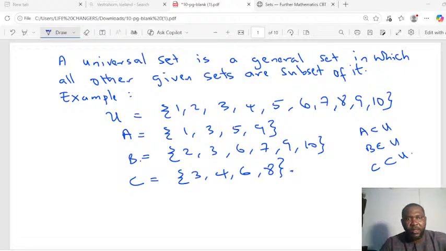Okay, so a universal set, like I said, is a general set. It's just like the mother of all other given sets. That means it must contain all other sets. All other sets are subsets of the universal set. Or you can say the universal set is a superset of all other sets.